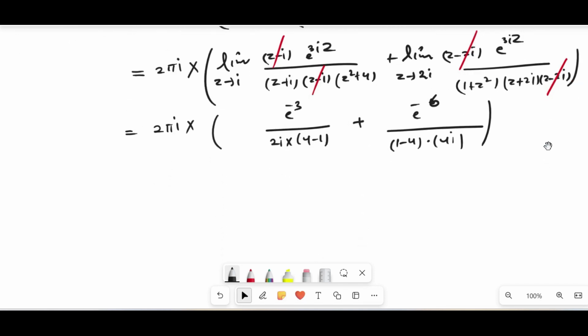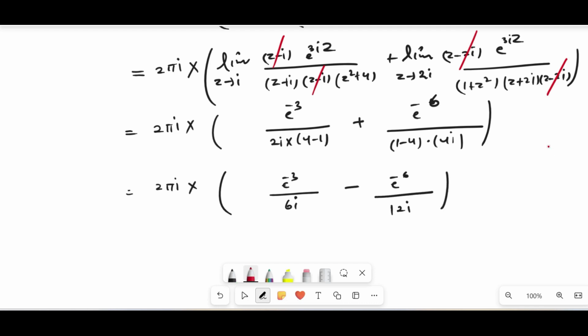So now, further simplifying, this one is equal to 2 pi i multiplied by e to the power of negative 3 over 6i, negative e to the power of negative 6 over 12 times i. You can see this i, take the i as a common factor and cancel it out here.